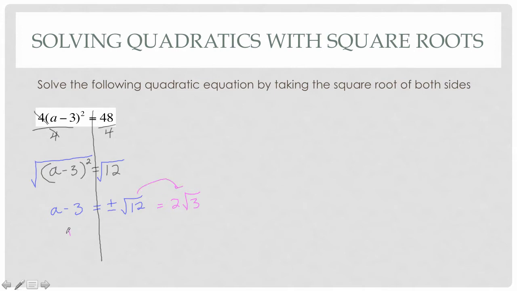My last step is I'm going to add 3 to both sides, and my solution a is 3 plus 2 times the square root of 3, or a equals 3 minus 2 times the square root of 3. There are 2 solutions right here. So hopefully you're understanding that whole plus or minus thing and how it affects our 2 solutions. All right, so there are a couple of examples of working through a quadratic equation, taking the square root of both sides and solving it out.